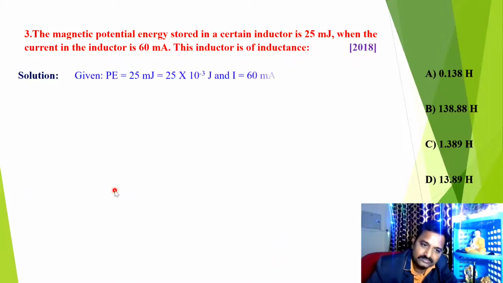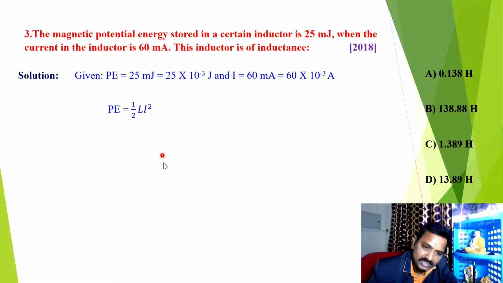Solution. Given potential energy 25 millijoule, that is 25 into 10 power minus 3 joule, and current 60 milliampere, that is 60 into 10 power minus 3 ampere. Here we have to calculate the inductance. So the relation between potential energy and inductance, we know, is U is equal to half L I square. That is, potential energy is equal to half into L I square.